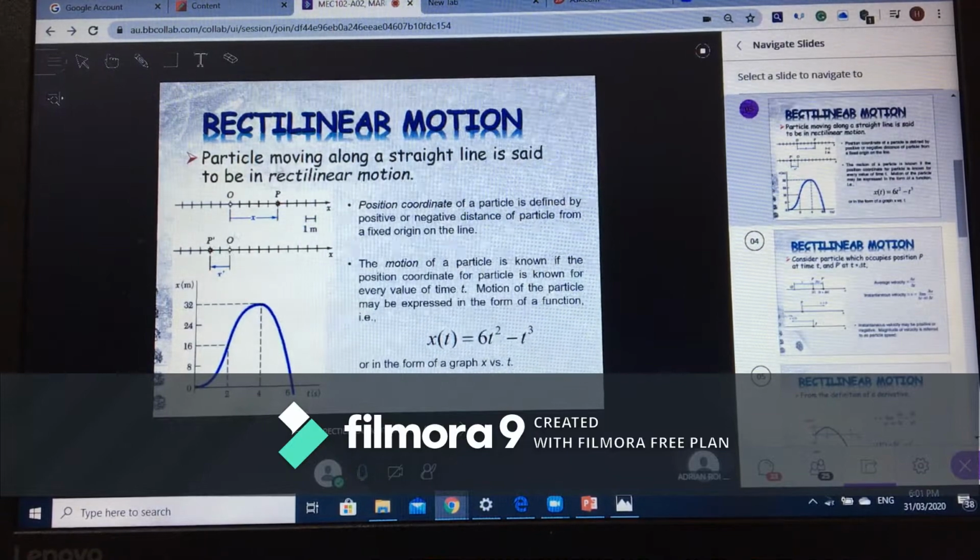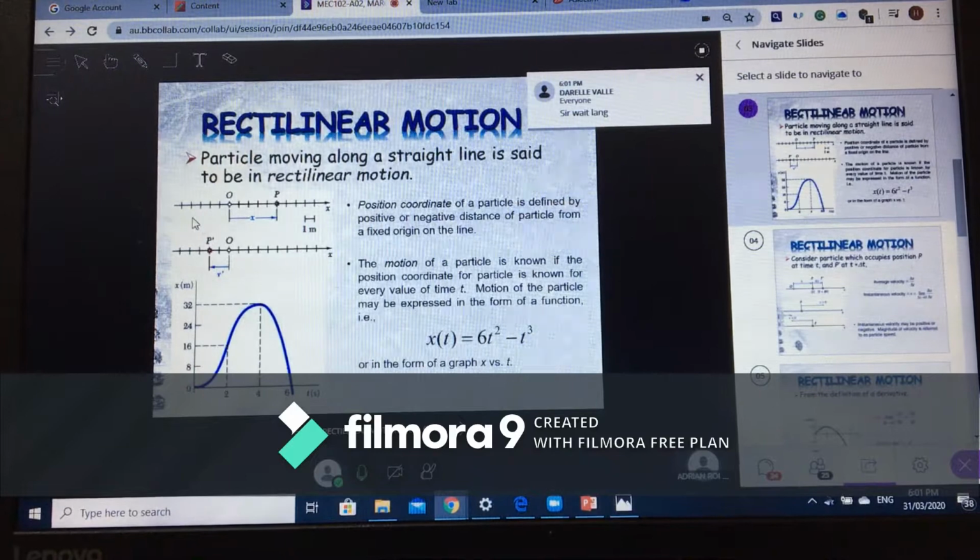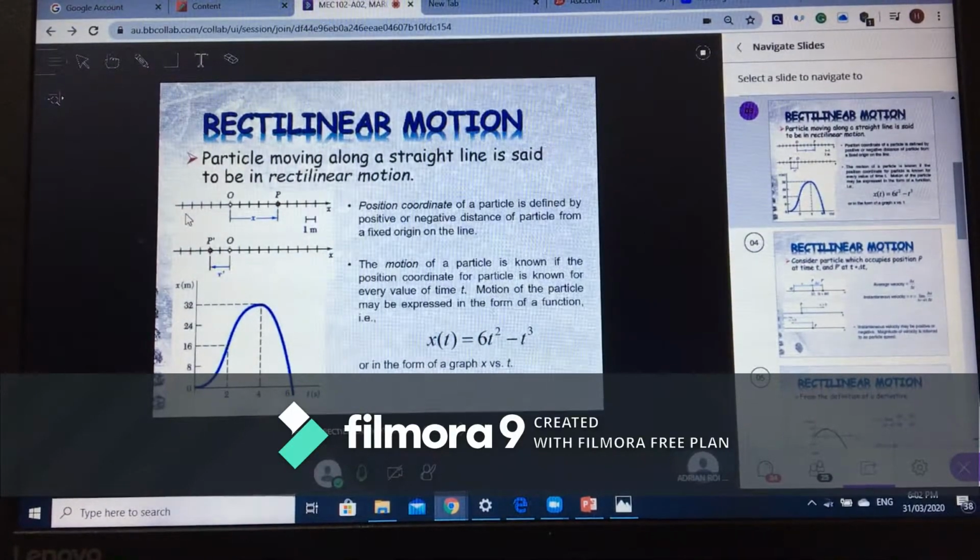Particle, no? Particle moving along a straight line. Okay? Well, wait lang daw, sir. Wala daw nalabas kay Darrell.